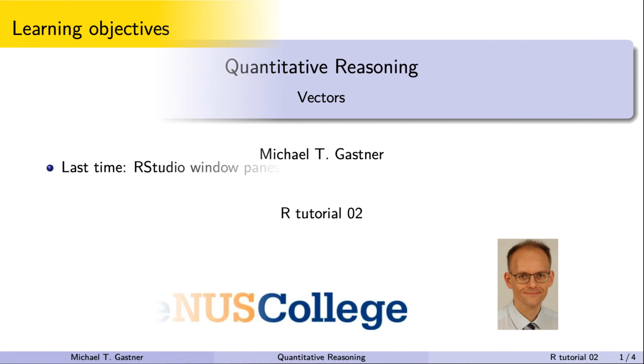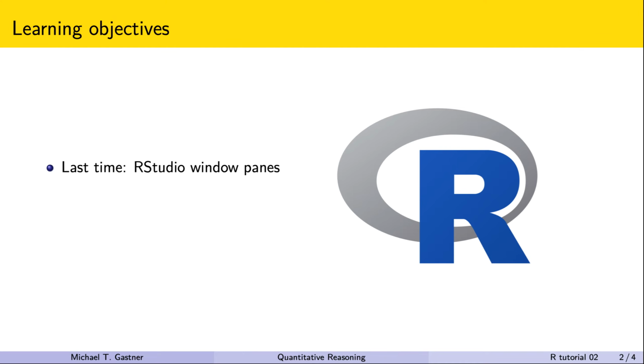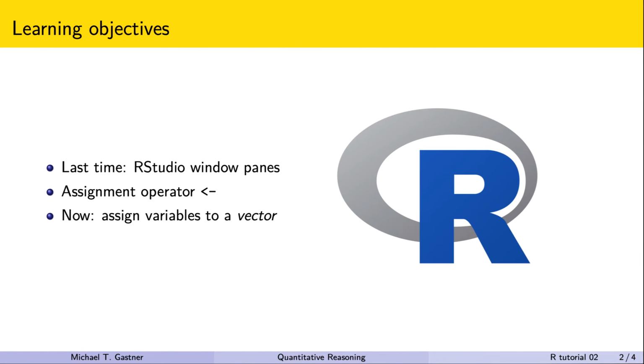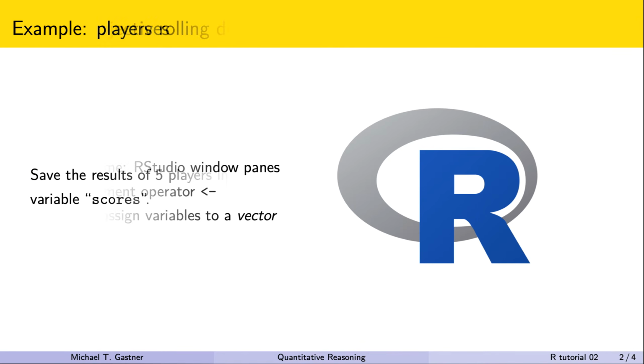In the previous tutorial, we explored the 4 different panes of the RStudio window. We also learned how to assign a single number to a variable using the assignment operator, composed of a left angle bracket and a hyphen. In this video, we learn more about assigning values to variables. More precisely, we learn how to create an R data structure called a vector.